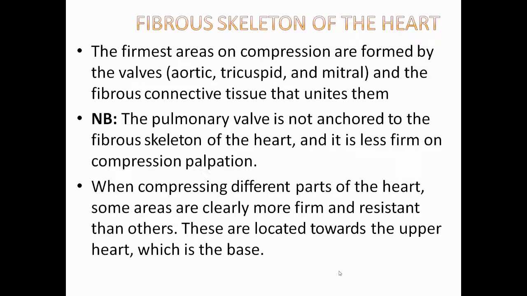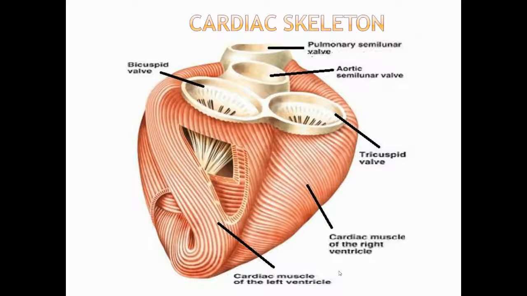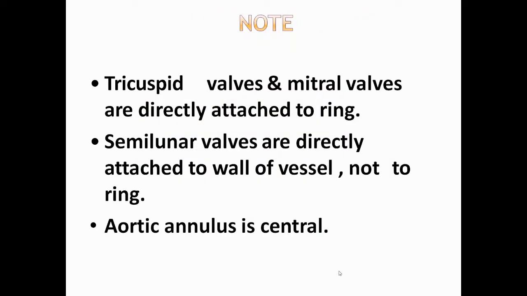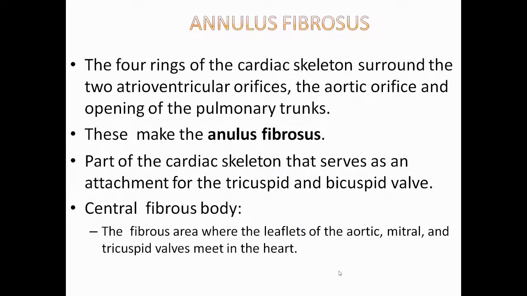Fibrous skeleton of the heart. The firmest areas on compression are formed by the valves and the fibrous connective tissue that unites them. When compressing different parts of the heart, some areas are clearly more firm and resistant than others. These are located towards the upper heart, which is the base. Tricuspid and mitral valves are directly attached to the ring, whereas semilunar valves are directly attached to the walls of the vessels, not to the ring. The aortic annulus is central.